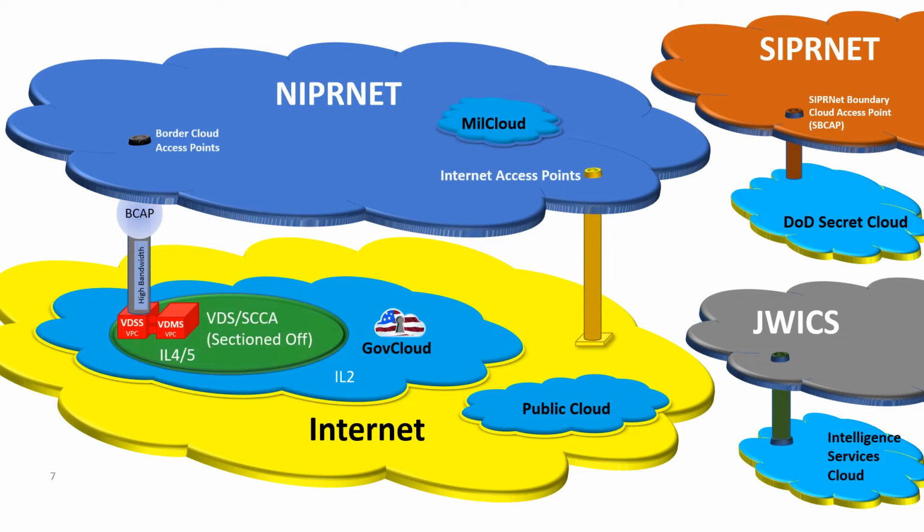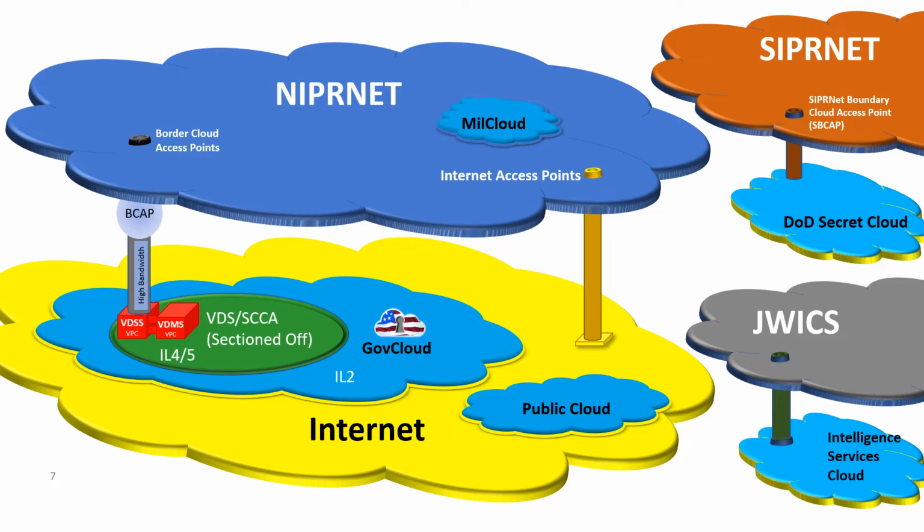If the application is declared to have impact level 4 or 5, then the cloud access request needs to be directed through a DISN network facility, such as the NIPRNet. If the user is not on the NIPRNet, a connection needs to be established from the Internet to the NIPRNet. This is referred to as the Internet Access Point, or IAP.